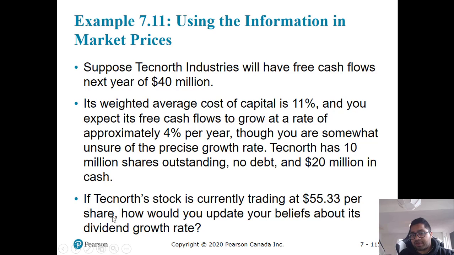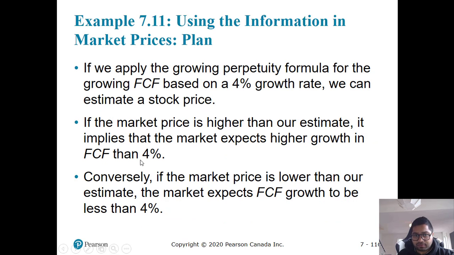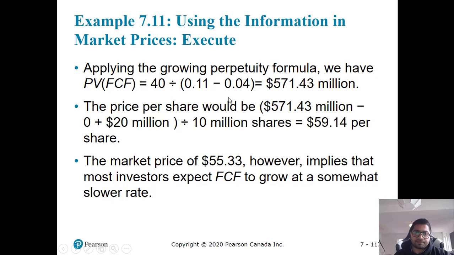How would you update your beliefs about the growth rate? If we apply the growing perpetuity formula with free cash flow growth of 4%, we can estimate a stock price. If the market price is higher than our estimate, it implies that the market expects a higher growth rate than we assumed. If the market price is lower than our estimate, it implies that the growth rate is going to be lower than 4%.